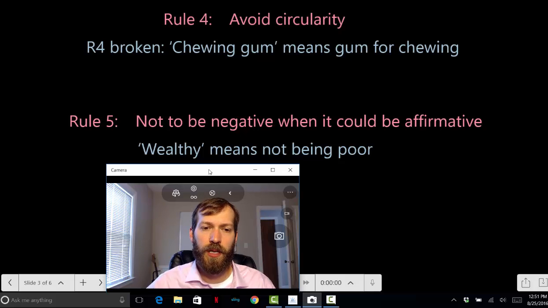So here the word wealthy means not being poor. As true as that may be, it lacks the essential meaning. It also lacks being informative. Well, being wealthy means having such and such money or such and such assets or something of that sort.